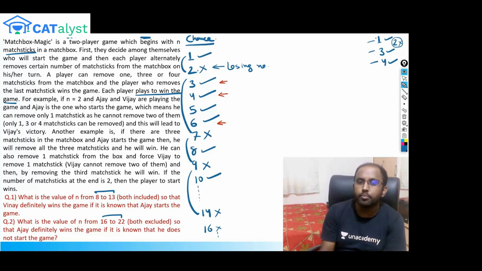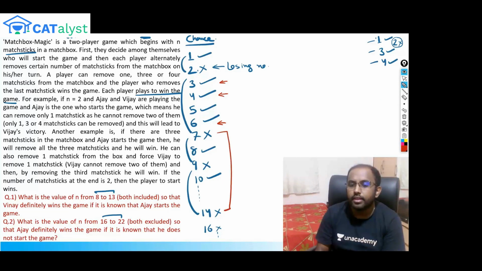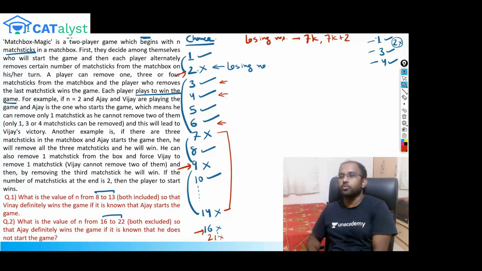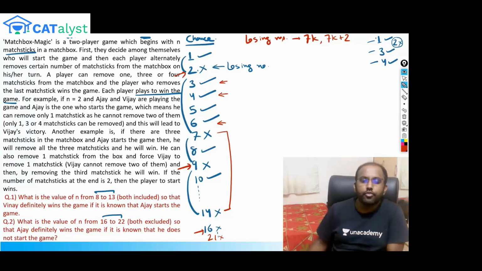So what are the losing numbers for me, guys? One series is like 7, then 14, then next will be 21, like that. So the losing numbers are basically 7k. And there's one more series here, 2, then 9, then 16, that is 7k plus 2. So gap of 7 starting with 2, 7k plus 2, right? So these are the 2 losing number series here. Fine. So with this I can very easily answer the first 2 questions.